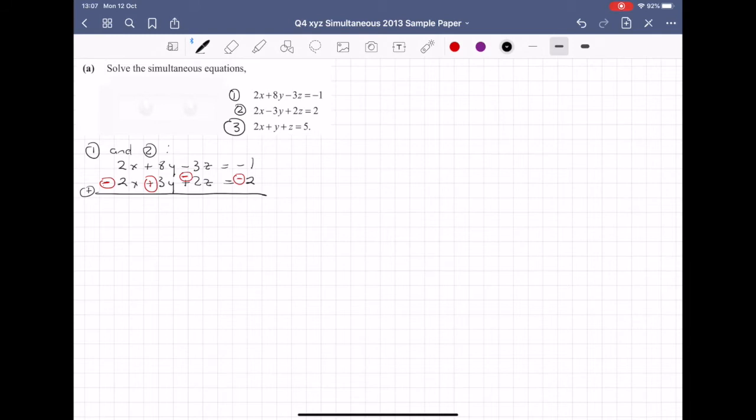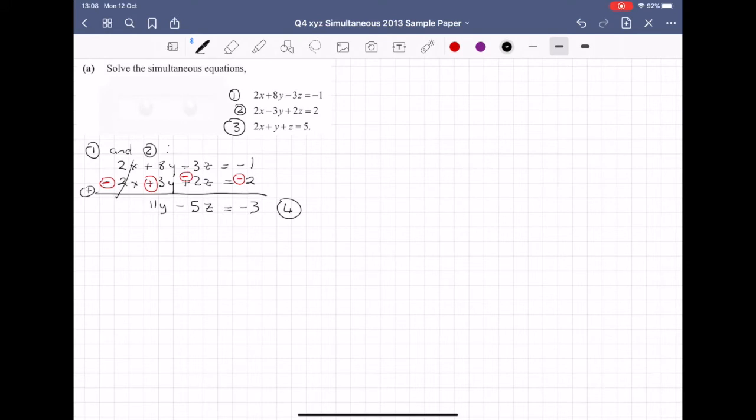Now 2x minus 2x cancels. 8y plus 3y is 11y. Minus 3z minus 2 more z's is minus 5z. Minus 1 minus 2 is minus 3. This becomes my equation 4. I can't do anything with it right now. I just park it, because it still has two variables, y and z, and I can't solve an equation for as long as it has two unknowns.